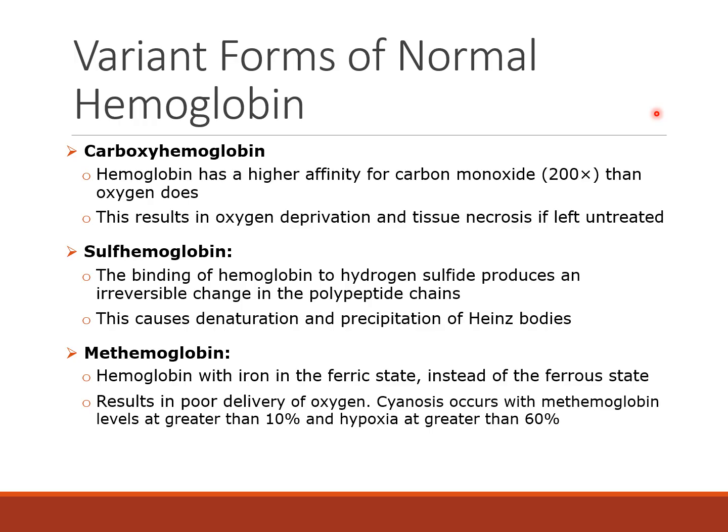So once we have a problem with oxygenation, we start to see that discoloration in a person's skin and lips, for example, their mucous membranes, specifically under the nail beds, all of those things.